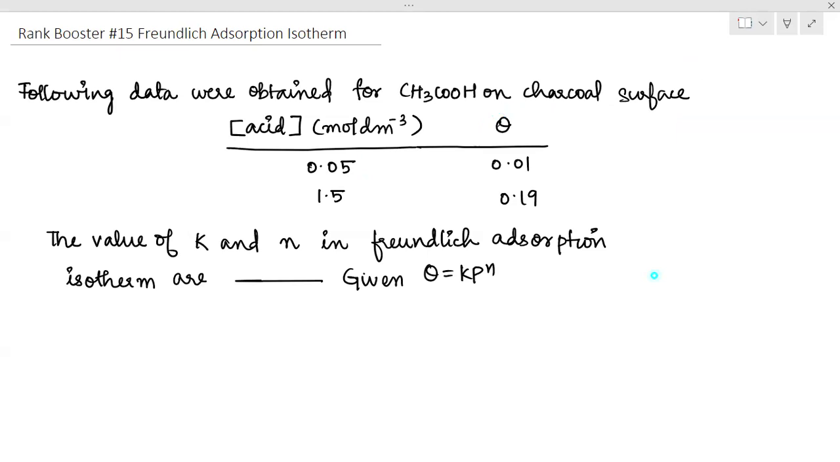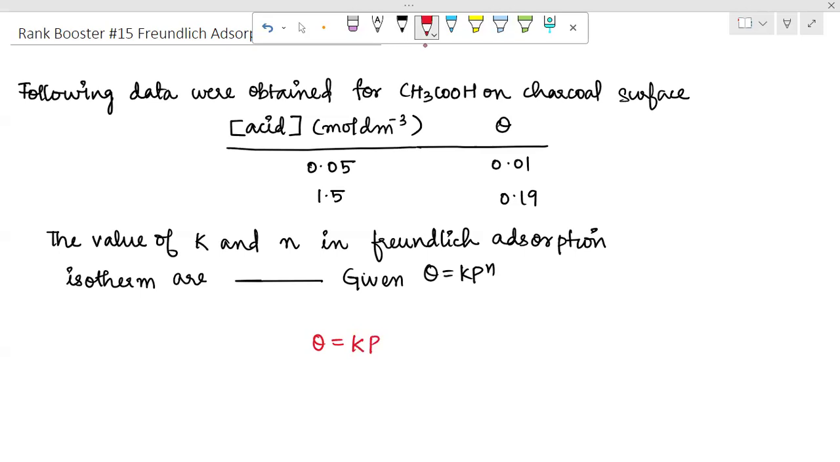The question is to find the value of K and N in the Freundlich adsorption isotherm, given theta is equal to Kp to the power N. Now, understand that in certain textbooks, the extent of adsorption is equal to Kp to the power 1 by n, or in certain other textbooks, you can find theta is equal to Kp to the power n. And we need to answer the question according to whatever the examiner wants.